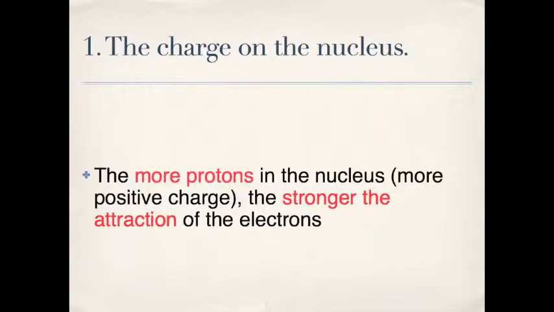Now, one of the key factors that will influence whether we can remove an electron easily from an atom is the attraction it has with the nucleus. We know that the nucleus is where we find the protons, and the more protons you have in that nucleus, the higher the positive charge. So of course we expect a stronger attraction between the electrons and that positive nucleus.